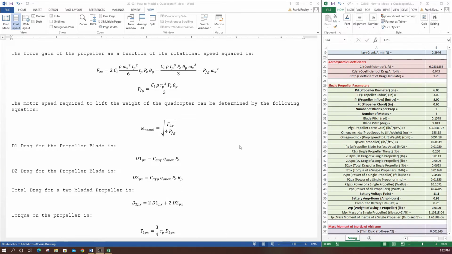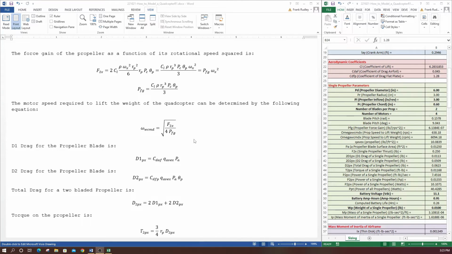So we're going through the equations of the propeller. That's important if we're doing these back of the envelope type of calculations for our little quadcopter. We want to compute the RPM of the propellers that we need to be able to lift the weight of the aircraft. What we do is we take the force required over 4 times this force gain, take the square root of that, and that'll give us the speed that we need to be able to lift the weight of the quadcopter.